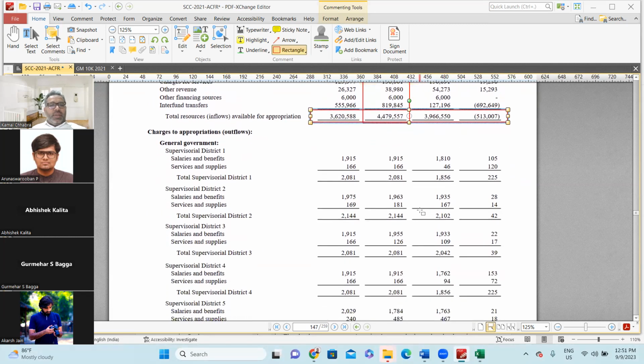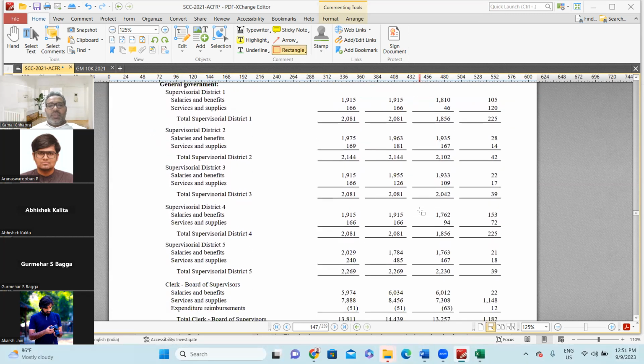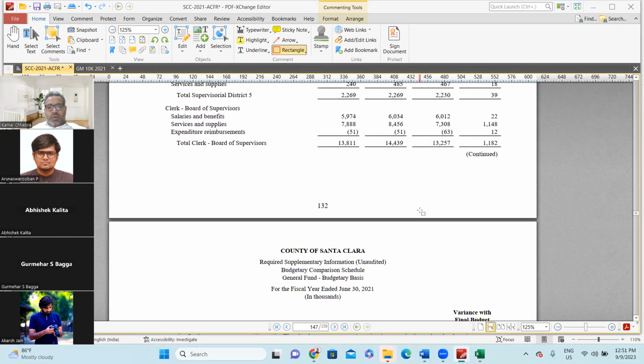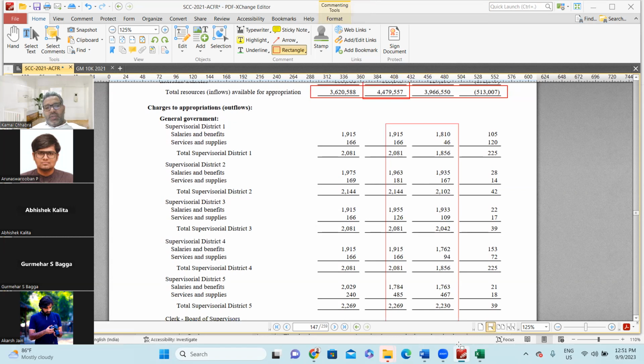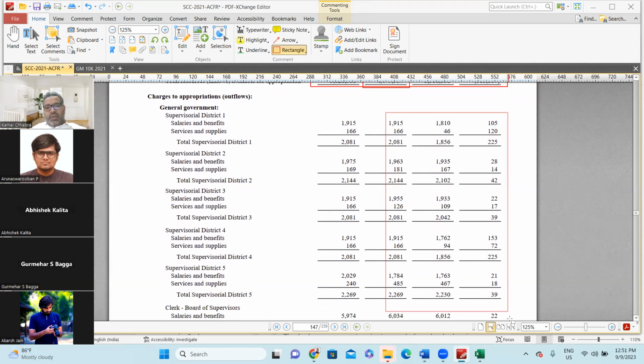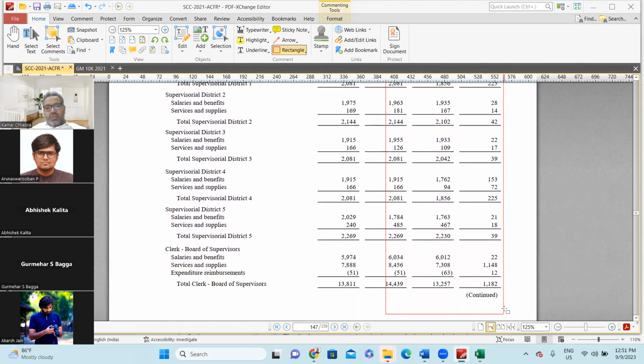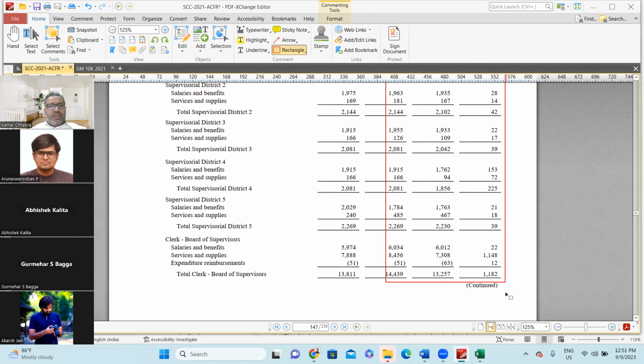Then there is the appropriation, meaning the outflow of cash, budget versus actual. The original budget for general government expenditure is this, the revised budget is this, the actual expenditure is this, and the comparison of the revised budget with the actual expenditure is this. That is the kind of analysis we need to give.